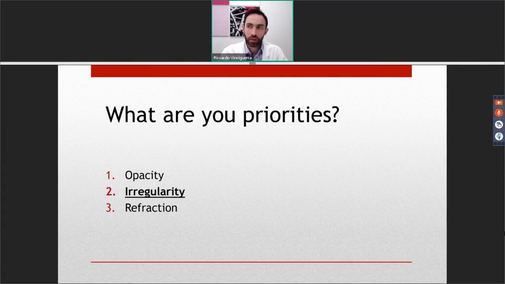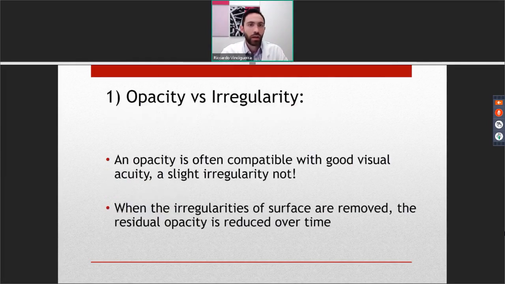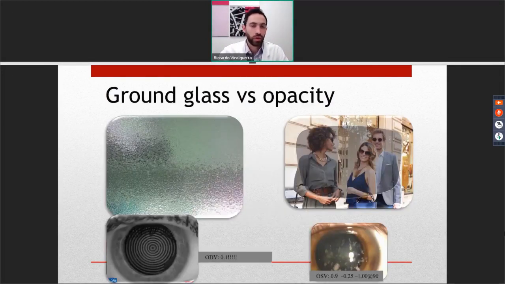Opacity is not the priority. An opacity is often compatible with a very good visual acuity, but not a slight irregularity. And then you might say, well, I don't agree. Let's go through an example. I'm sure that everybody on the left sees a ground glass, which is absolutely transparent, but is very irregular. And the same example for an eye is a dry eye. A dry eye is very transparent, but they don't see anything.